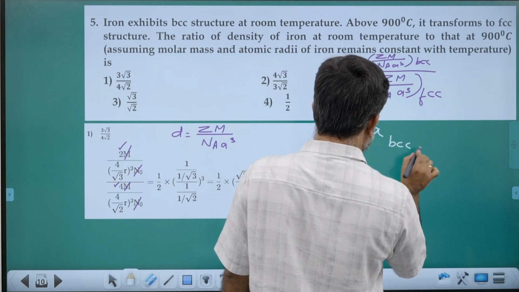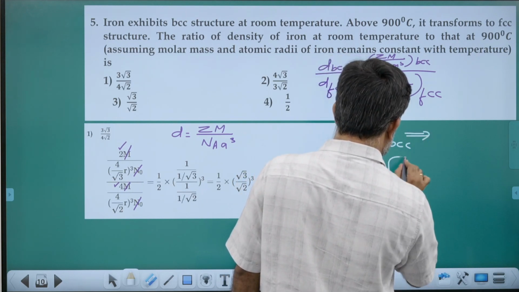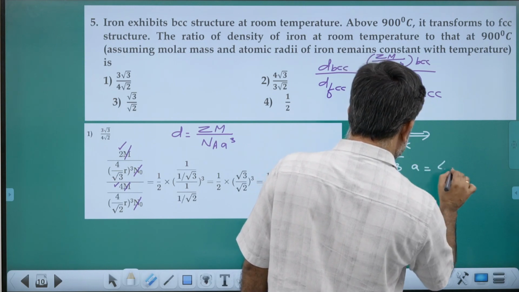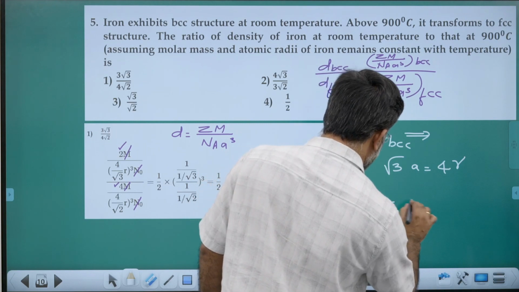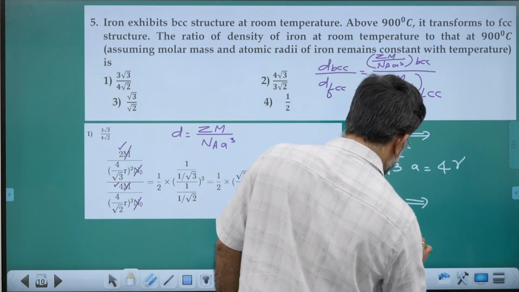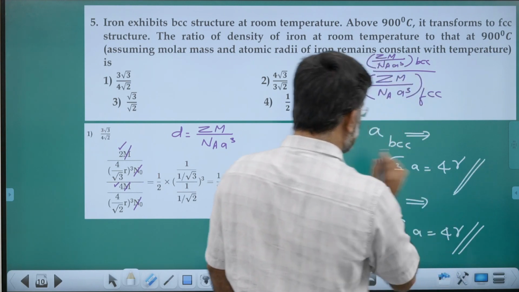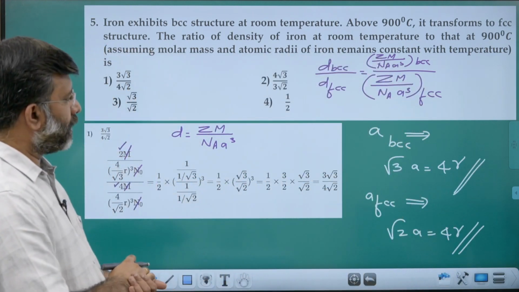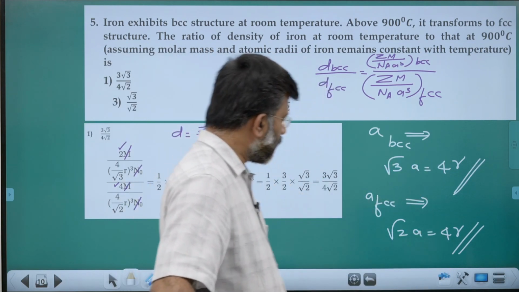A for BCC, what is the relation? It is root 3A is equal to 4R. And A for FCC, what is the relation? It is root 2A is equal to 4R. So keep these two relations in your mind. Here A will be 4R by root 3. Here A will be 4R by root 2.